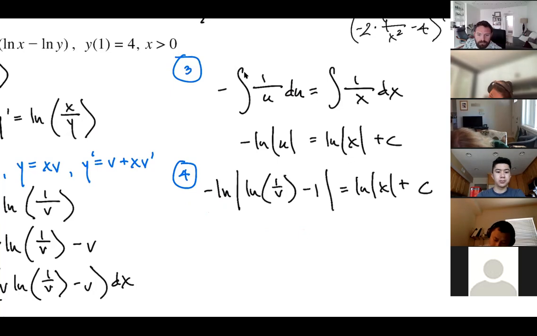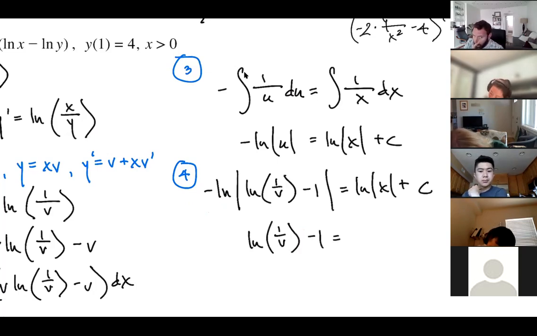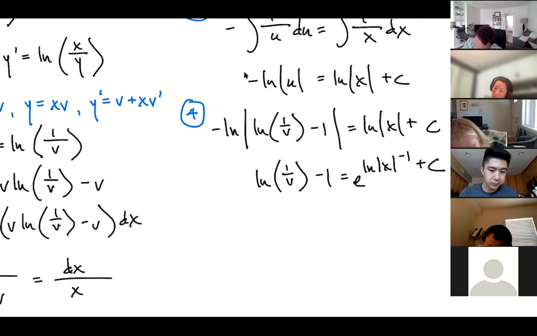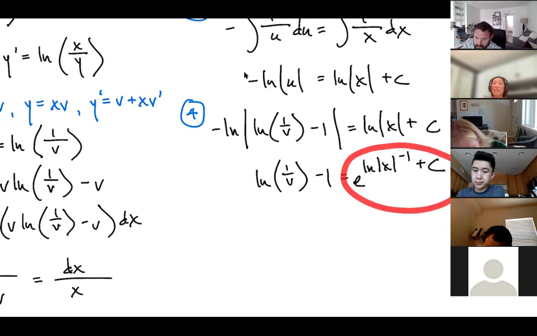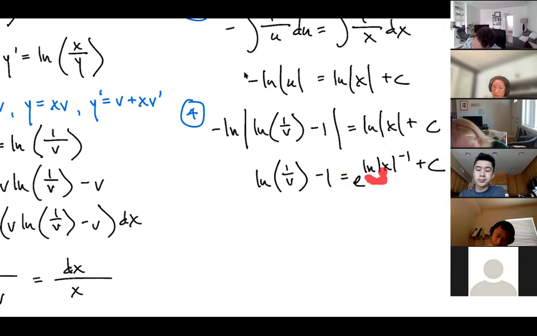So I have natural log of 1 over v minus 1 equals, let's see, what do we have? e to the natural log of x to the negative 1 plus c. All right, and so this time I'm actually showing you we've got that plus c in the exponent. And so when we split into our two parts, we'll have the first part here, but then it'll be times the second part because of our exponent rules.